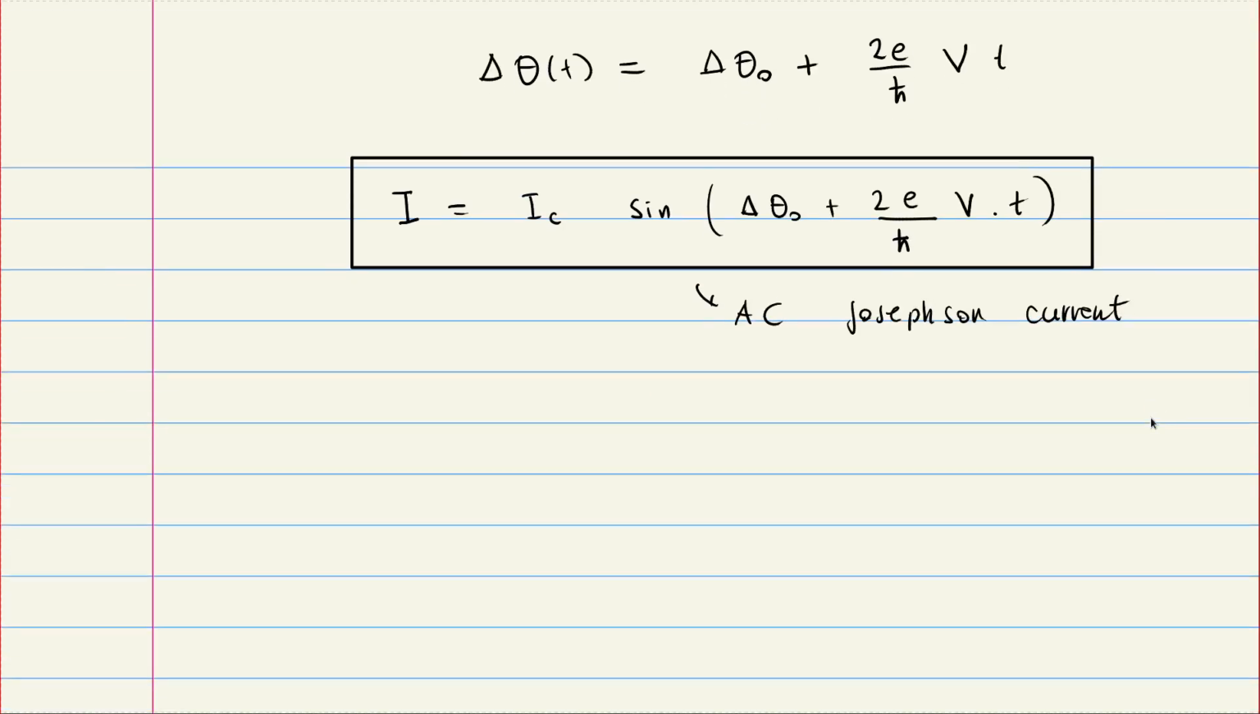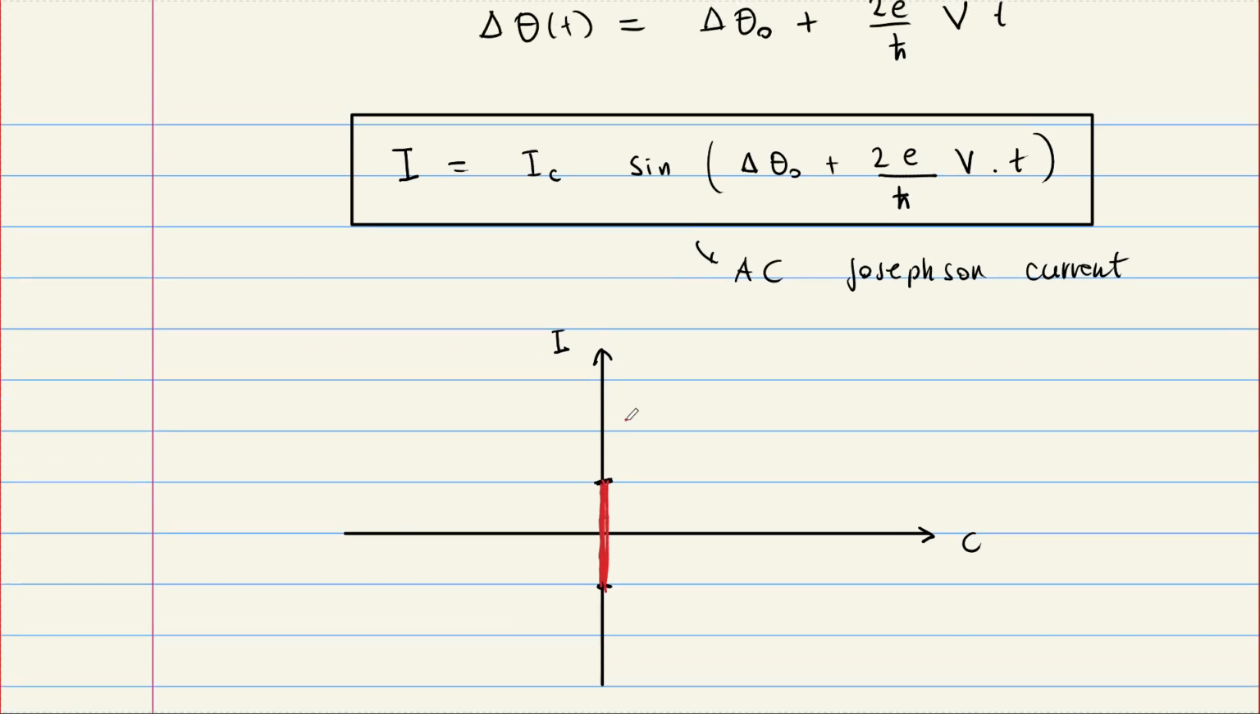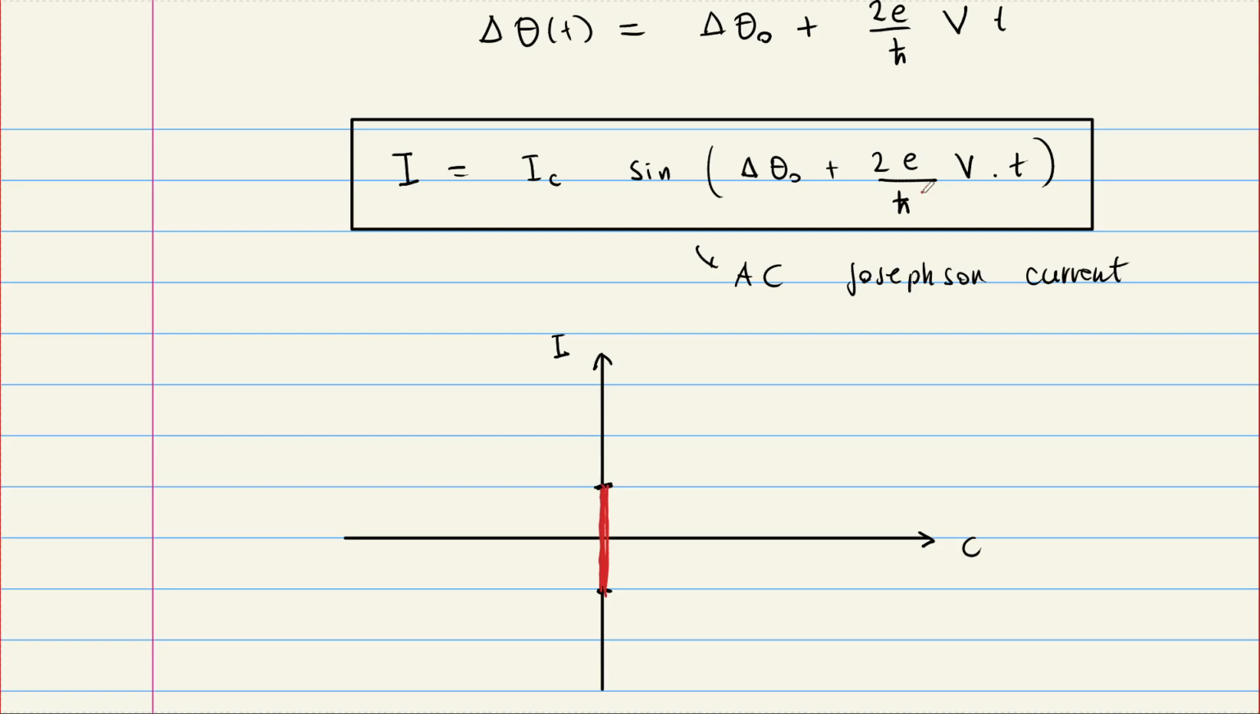And let's plot this. This is current versus potential difference. Even when there is no potential difference, there is a current here and here, a supercurrent, like this. And as you increase V, the current is going to increase like this, something like that.